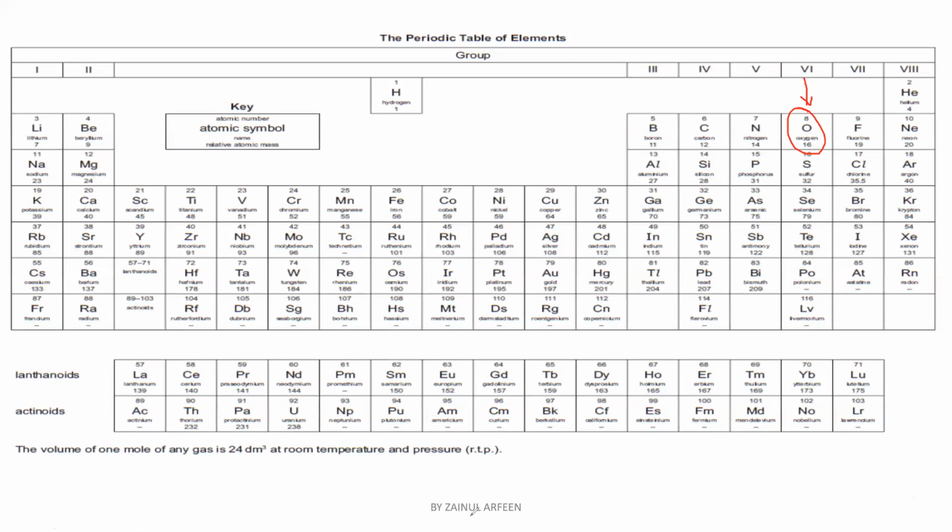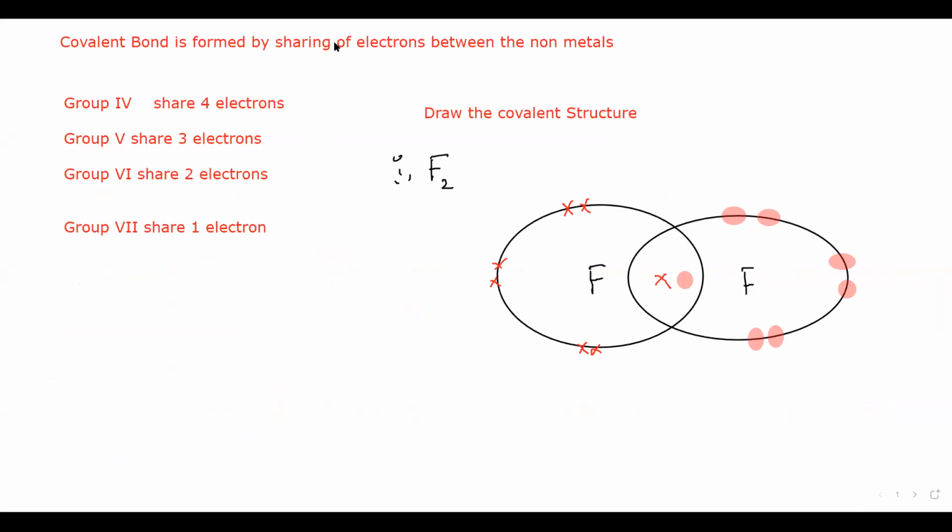So it belongs to group 6. So if oxygen belongs to group 6, how many electrons will oxygen share when you check the group 6 element? If it is group 6, it will share 2 electrons. So each oxygen will share 2 electrons.